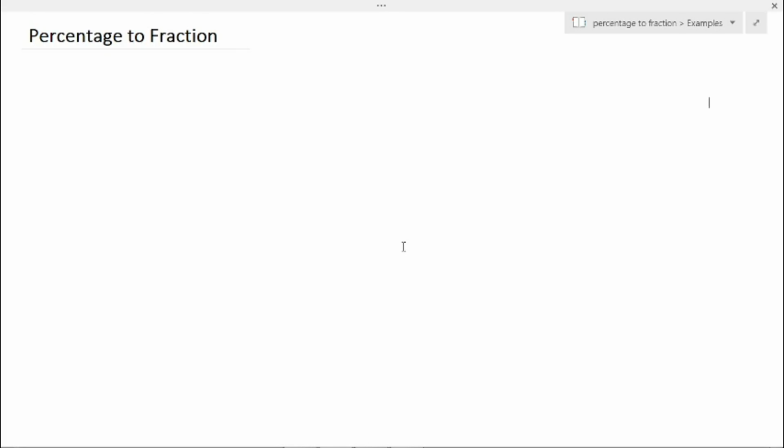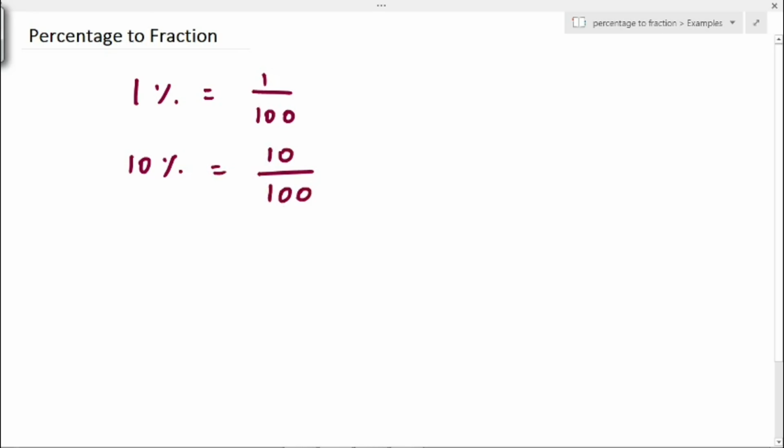In this video, we are going to learn how to convert a percentage into a fraction. First, we'll start with 1%. That is nothing but 1 divided by 100. So this 1% can be written as 1 by 100. Suppose we have 10%. 10% can be written as 10 divided by 100. If you simplify this, you will get 1 divided by 10. So the fraction value of 10% is 1 divided by 10.